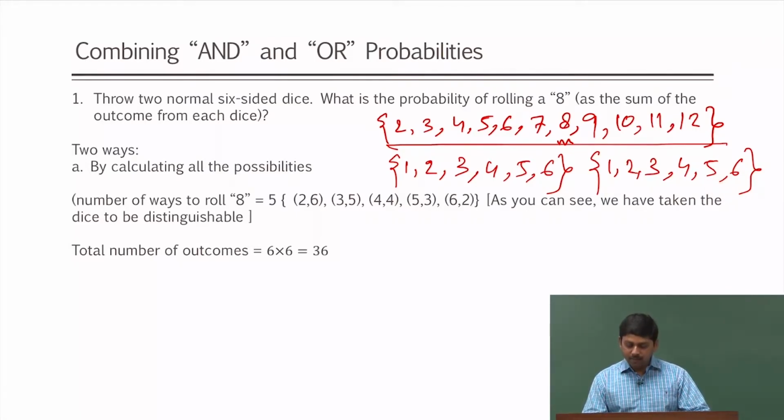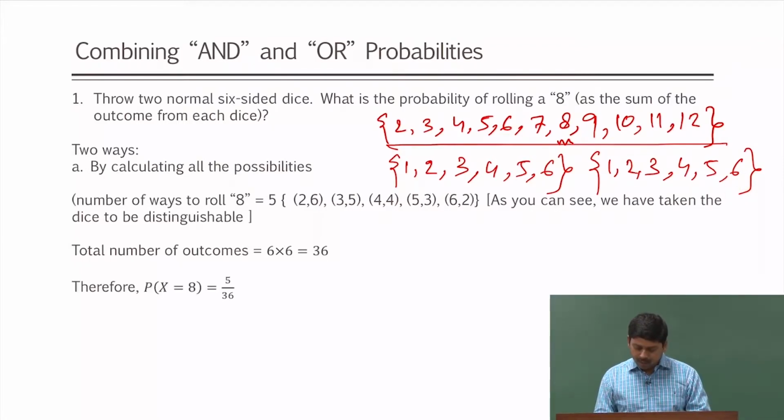You imagine that you throw a die and you get any of these possibilities, you throw the second die and you get any of these possibilities. So, total possibilities of outcome will be 36, out of which only 5 will give you 8 as we mentioned here. So, we get 5 by 36, but now we are going to use the AND and OR ways of doing it. That is, the first way is done.